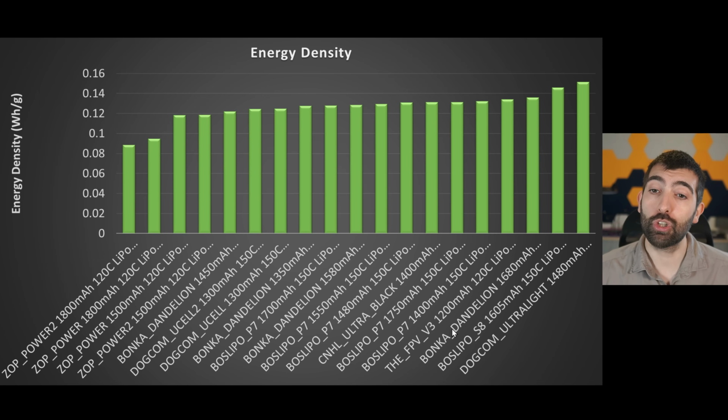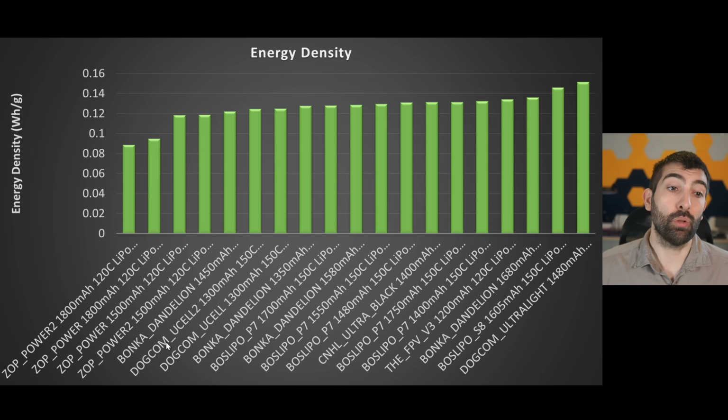And here we can see that we have two standout performers, the DOGCOM Ultralight and the BosLi-Po S8. These batteries are not the best in terms of capacity, and they're not the best in terms of voltage sag, but they're both very lightweight packs, and that really helps them out in terms of energy density. And if you're an FPV pilot, that's probably what you care about most. Apart from these two standout performers, we've got a whole range of batteries from VFPV, from BONKA, from BosLi-Po, even the CNHL Ultra Black that all sit in the middle of the range, and they're all doing pretty good in terms of energy density. Most of them up above 0.12 watt hours per gram.